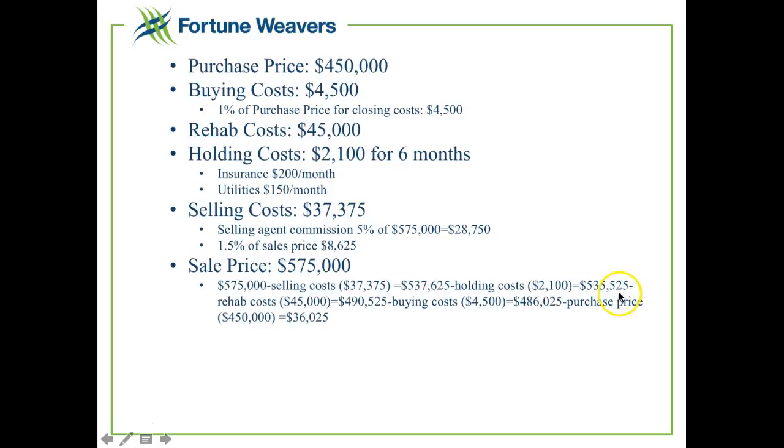That leaves $535,525. We spent $45,000 on rehab. We got to subtract that. That leaves $490,525. Subtract our buying costs, which was 1%. That leaves $46,025. And then we subtract our purchase price. Got to back out that $450. That leaves $36,025. So when I asked you if this is a good deal, I want you to tell me right now, how long does it take you? How many hours do you currently have to work right now to make $36,000?